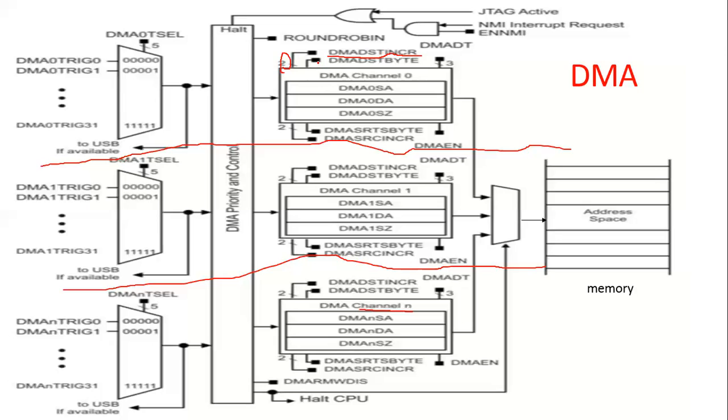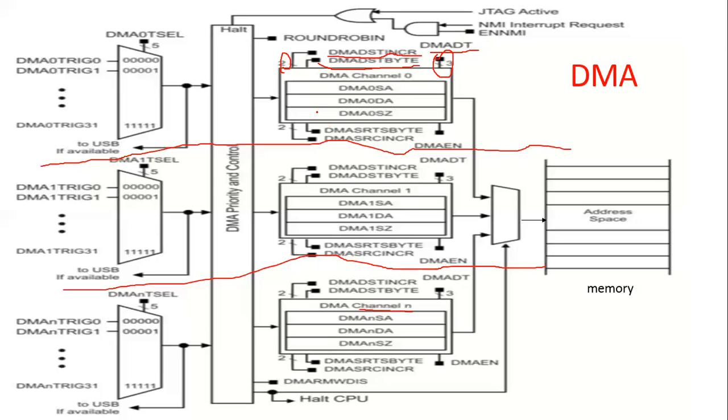Similarly here, 1 bit is used for selecting either 8-bit or 16-bit. That is the DMA destination byte. Byte means 8 bits, or you can select 16 bits. That is the use of this 1 bit. Then here, 3 bits are used for DMA DT. DMA DT means data transferring modes. So 3 bits are used for selecting data transferring modes.